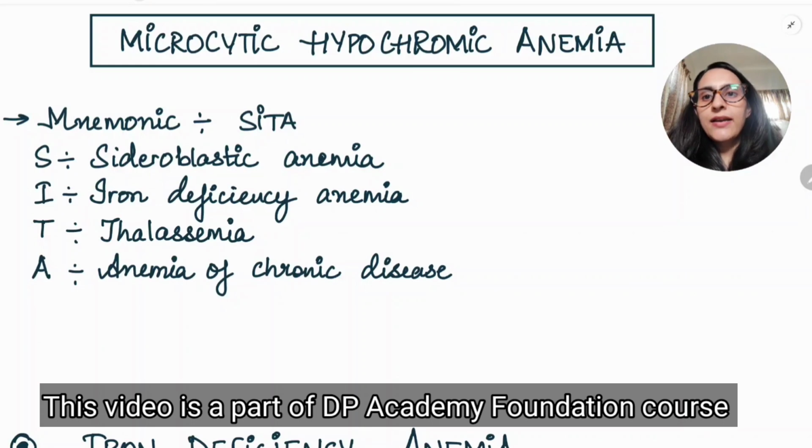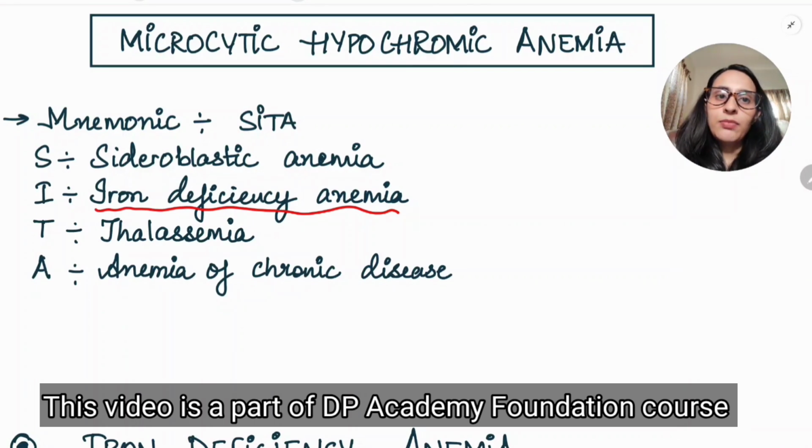Hello students, welcome back, and in this video lecture we will talk about iron deficiency anemia, which is the most common nutritional deficiency in India, in our country. So coming to iron deficiency anemia, which is a microcytic hypochromic anemia, means the cell is going to be smaller, and hemoglobin is going to be lesser.